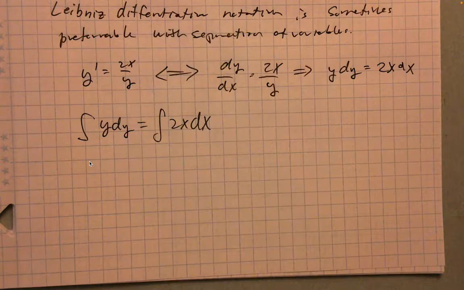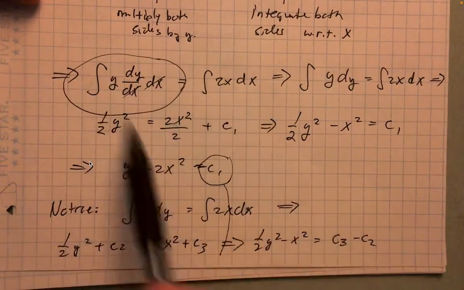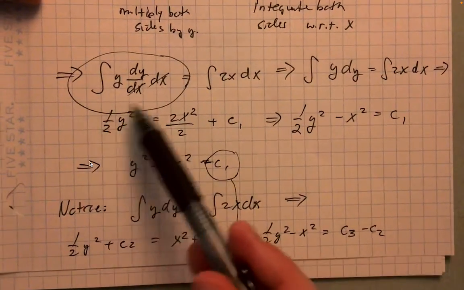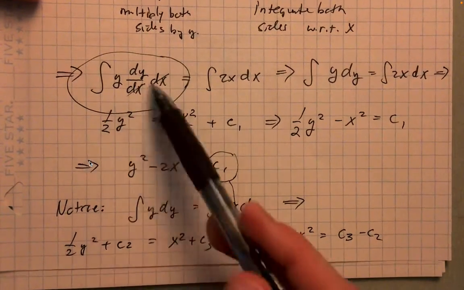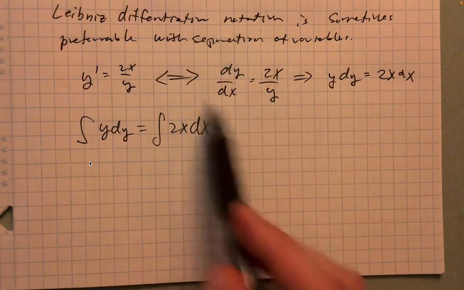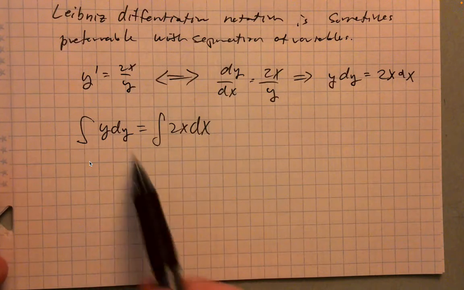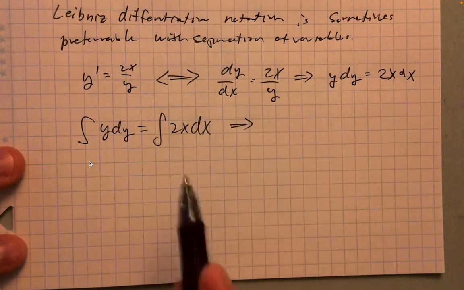It bypasses this sort of tricky maneuver here, which isn't tricky once you've done it once, but it's sort of strange that you're canceling these things and it's a little unintuitive. Whereas this notation is very slick and straightforward. So sometimes this notation is preferred, and it's up to you.